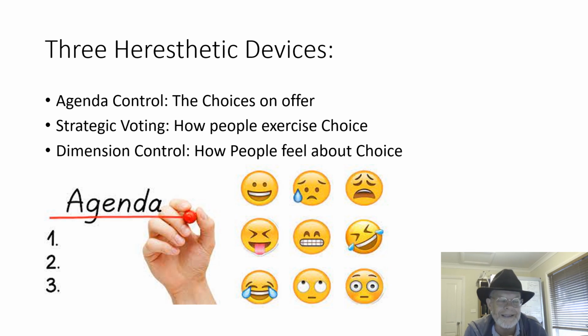And the last and most important heresthetic device is dimension control. This is about changing the way people feel about their choices and tapping into emotions and the pathos identified by Aristotle, which really means emotions. If you can make people angry about their choices, or grieved about their choices, or happy about their choices, emotions are terribly powerful things. And that will get them to make those choices you wish them to make.